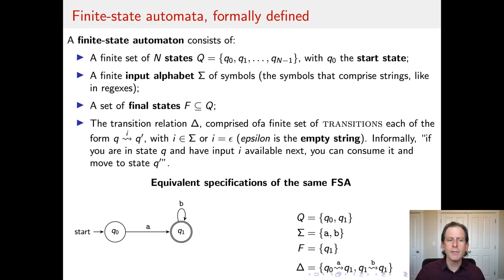So I'll give you here, we had our example automaton, once again in the bottom left, an equivalent specification of that formally, through the components that I've got up above, as follows in the bottom right. The set of states Q is Q0 and Q1. The input alphabet will be taken to be the symbols A and B. The set of final states is simply the set containing Q1. And the transition relation has two elements in it. One is a transition between Q0 and Q1 with the input symbol A, and the other is a transition between Q1 and itself with the input symbol B.